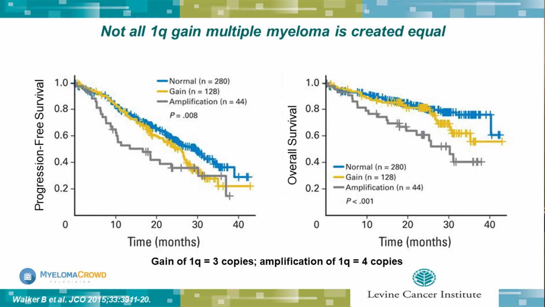Not all gain of 1q is created equal, so the dose of the amplification of 1q is important. This is from the MRC, and a gain of 1q is considered 3 copies. Amplification is 4 or more, and what you can see here is that the patients who have 4 or more copies seem to be not doing as well from a progression-free and overall survival perspective.